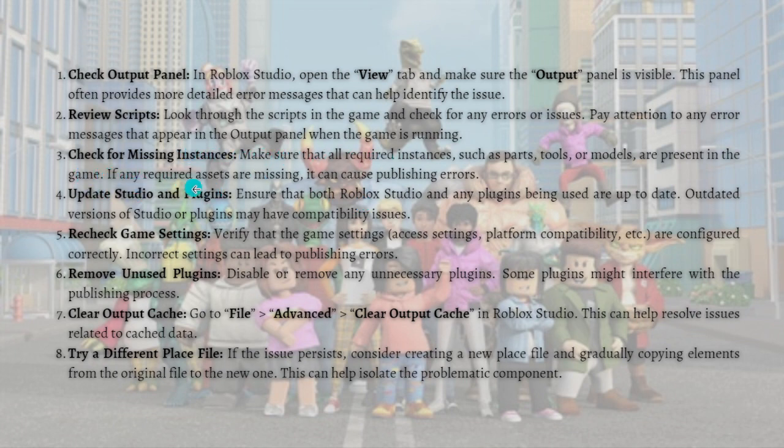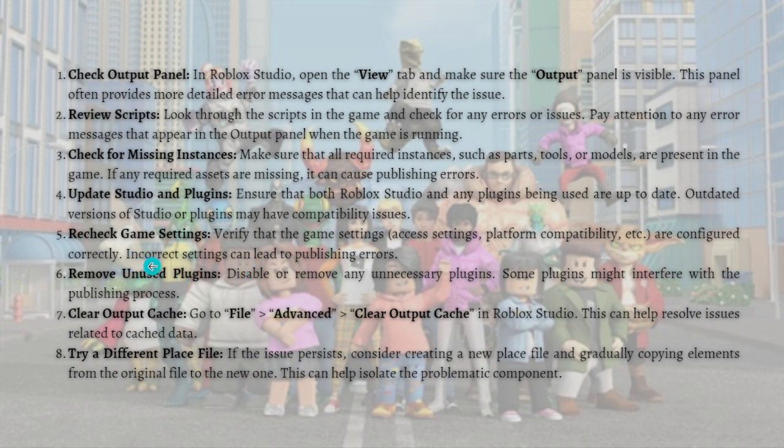And next is to check for missing instances. Make sure that all required instances such as parts, tools, or models are present in the game, and if any required assets are missing, it can cause publishing errors. Next is to update Studio and plugins. Just ensure that both Roblox Studio and any plugins being used are up to date. Outdated versions of Studio or plugins may have compatibility issues.